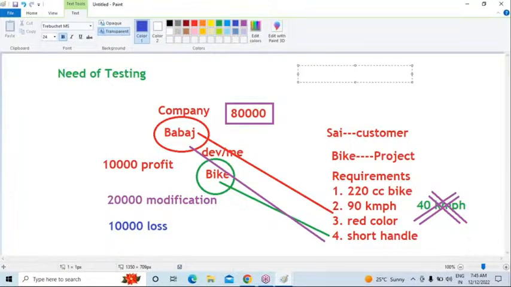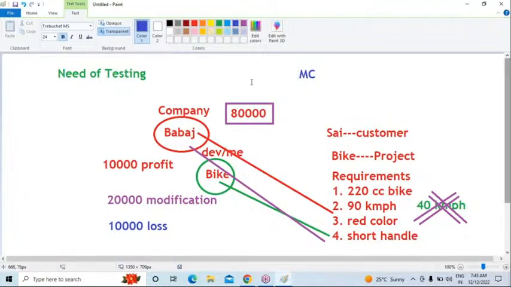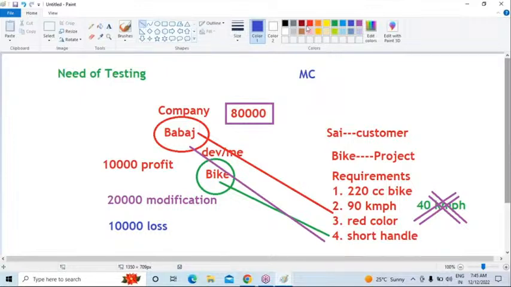In a day, how many bikes are going to be developed across the world? For example, millions of bikes. The loss will be in the million crores. If a company is going to lose that much money, can they run the business? They won't run the business. Definitely, they will shut down the business.